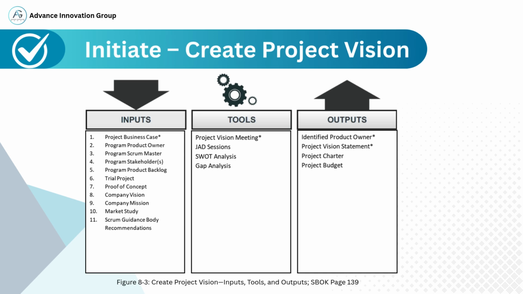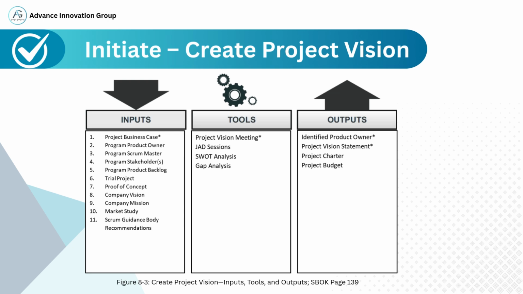Other inputs include the program product backlog, trial projects, proof of concept, and strategic inputs like company vision, mission, and market study. These help align the project vision with the broader organizational strategy. Finally, Scrum guidance body recommendations are considered to ensure best practices are followed.